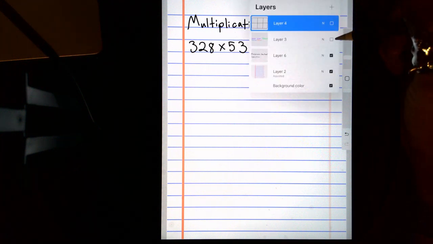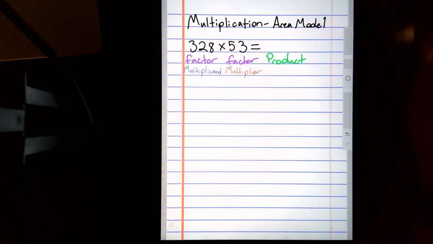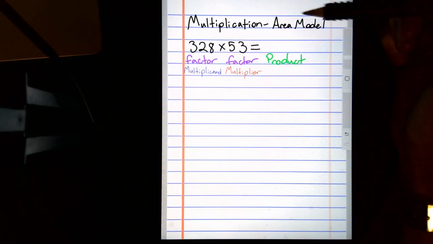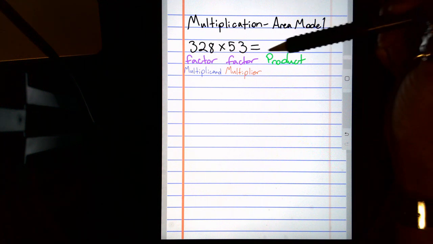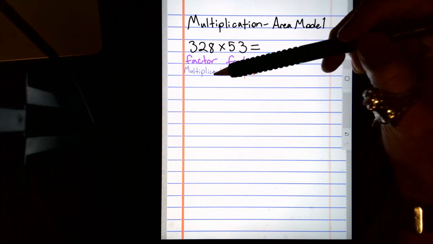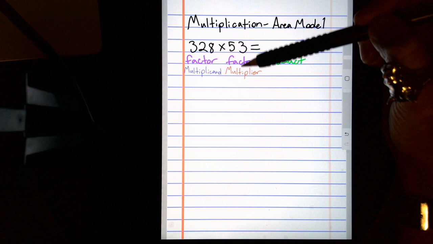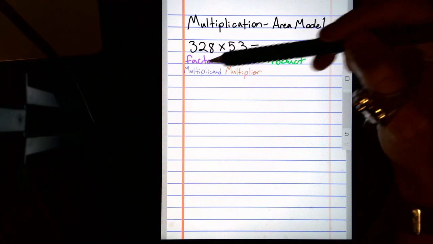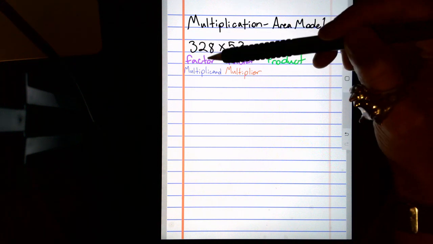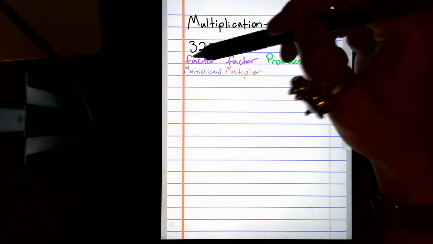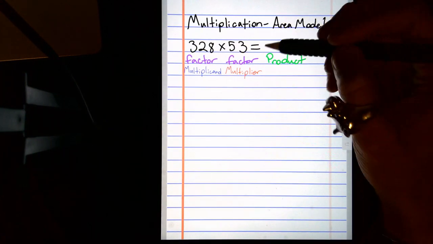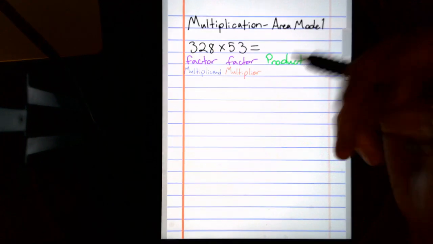So, the parts of our multiplication are two factors and a product, of course. We have our two factors, one being the multiplicand and the other being the multiplier. This is the number that we start off with, and this is the number that is going to be multiplying that number, making it larger, and we are going to work towards our product.